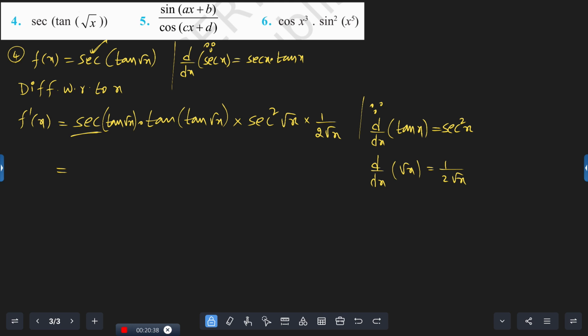So first what will I write? 1 by 2 root x in the denominator into secant square root x into secant into tan. Secant angle is tan root x, into tan of tan root x. That's it, Raja. This is our required answer for the fourth one. Is it understood by everybody? This is a very super question. I hope you understand. Is it okay?